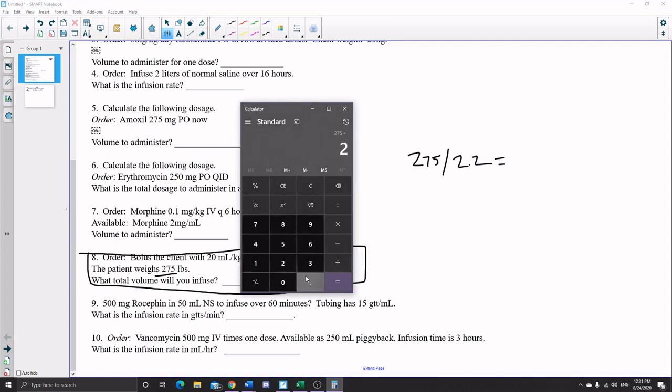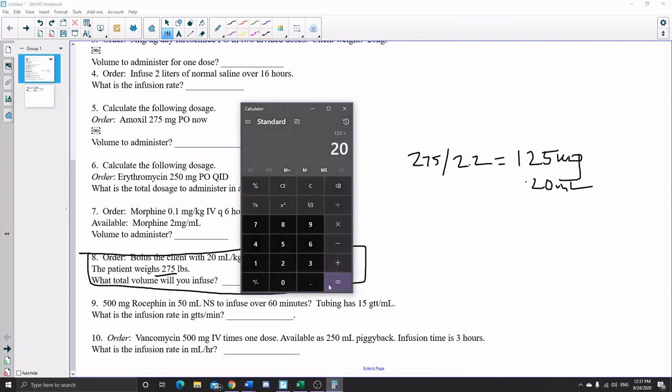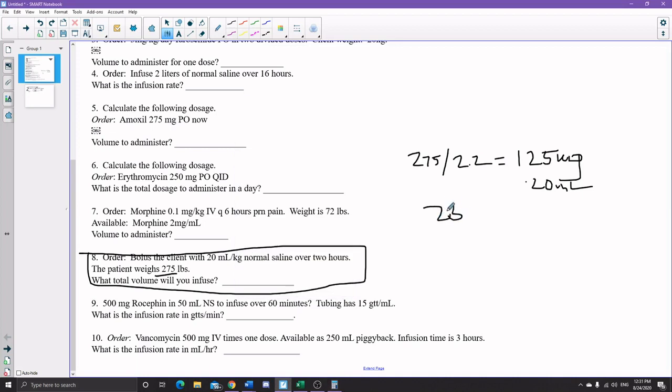275 divided by 2.2 is 125 kilograms. Okay? So now we have to multiply that by 20 milliliters. So we know we need 2500 milliliters of normal saline over 2 hours. Okay.